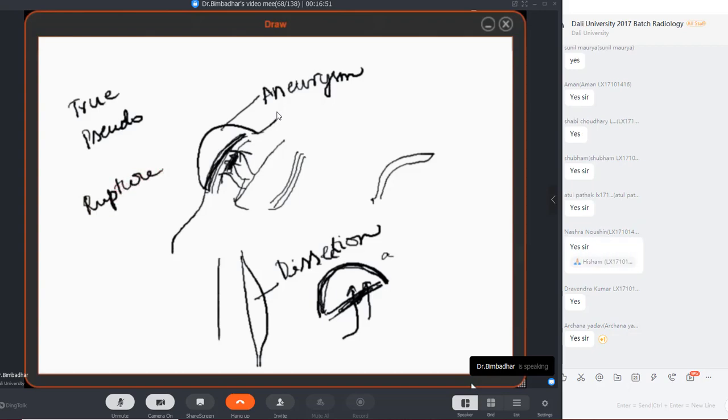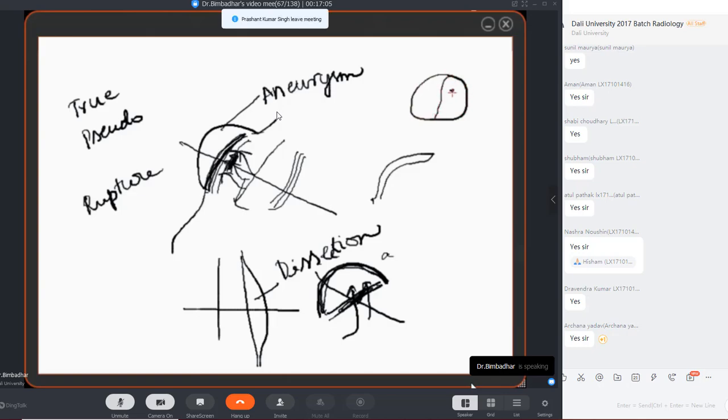Now, let us say I take a cross section like this anywhere, how will it look? The cross section will look something like this. See, this is the normal layer. This is the blood that is flowing, and this is the abnormal blood that is flowing. That is what I look for in the radiograph as well. Very, very simple. There is nothing difficult here.